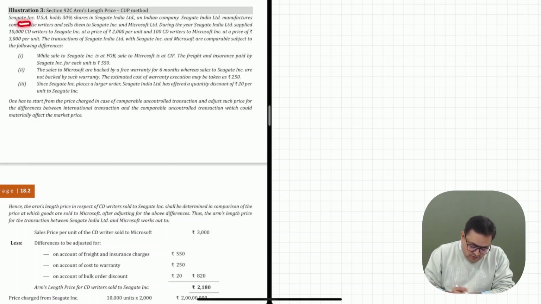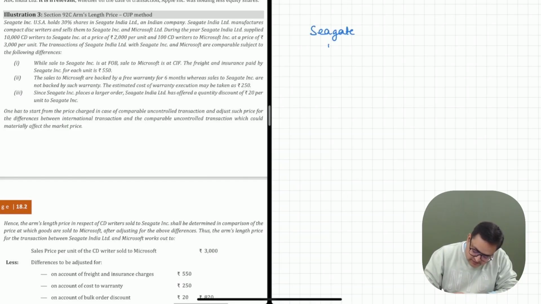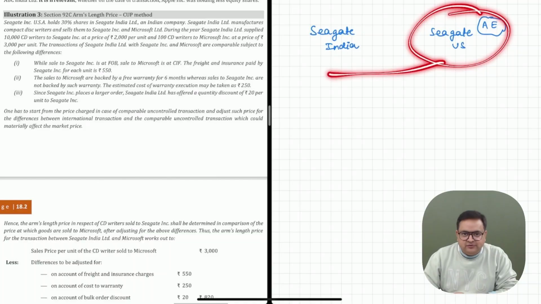It says Seagate Incorporation US holds 30% shares in Seagate India Limited. So this is Seagate India and this is Seagate US. If you want, you can write with me, guys. They both are associated enterprises. How do we know they are associated enterprises? 26% or more, and these people are holding 30% shares. So obviously this would be an international transaction, because they are associated enterprises.